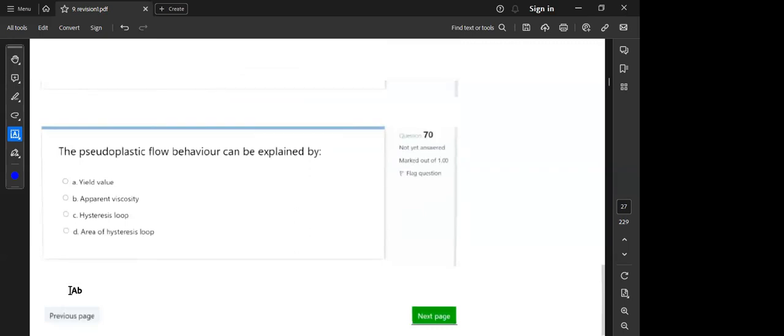So the pseudoplastic flow behavior can be explained by the apparent viscosity. I want to go with it because there's the word viscosity. I don't know the answer.